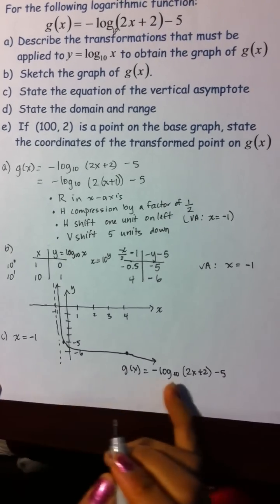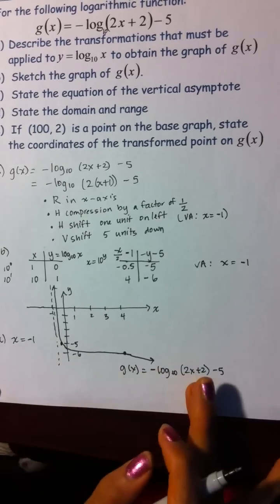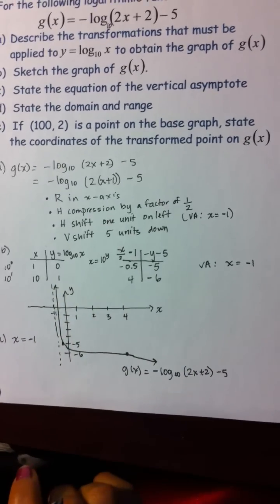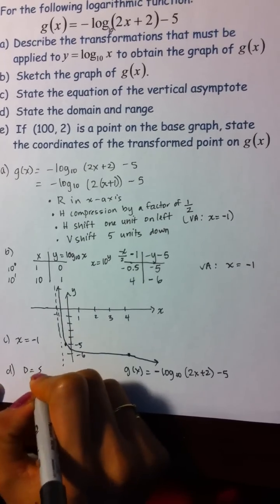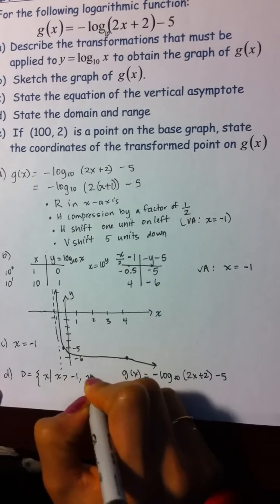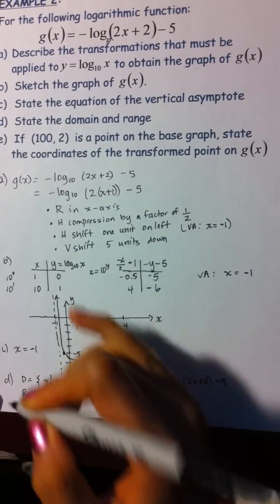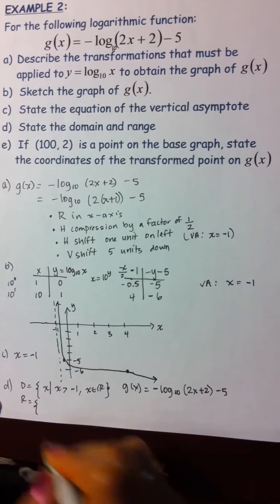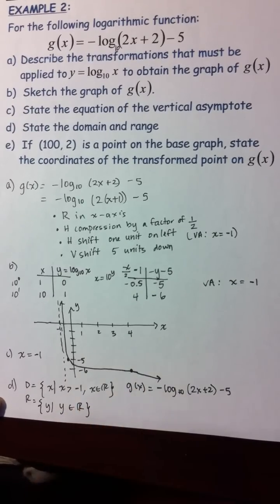When I'm trying to figure out the domain, I span my x-axis, and I notice that my function here must be greater than negative 1. It's not equal to negative 1 because that's where my function approaches but never actually touches. So my domain is going to be, in set notation, x such that x must be greater than negative 1, and x is an element of real numbers. And my range spans all of my y points, so I have absolutely no restrictions on the y-axis. So it's going to be y such that y is an element of all real numbers.